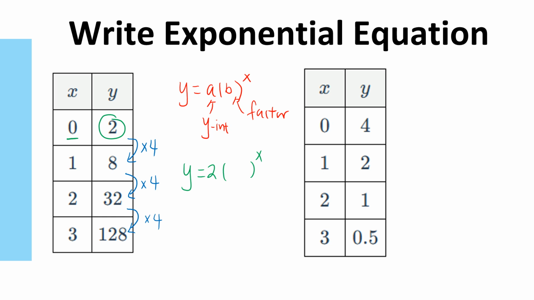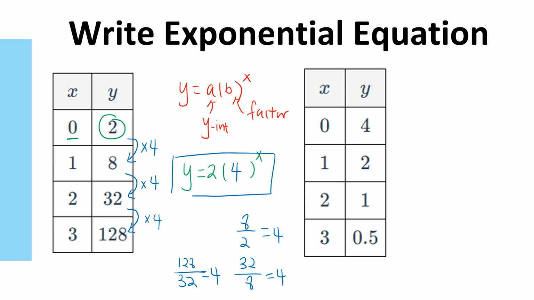Now, what if you don't know 2 times 4 is 8? Well, you can go backwards. Take the second number, which is 8, divided by the number above it, which is 2. 8 over 2 is 4. So when you divide, it will give you the factor for b. So 32 divided by the number above it, which is 8, is also 4. And take the last number, 128, divided by the number above it, which is 32. And that's 4. So we know that the factor for this exponential function is 4. And that's the equation for this table.